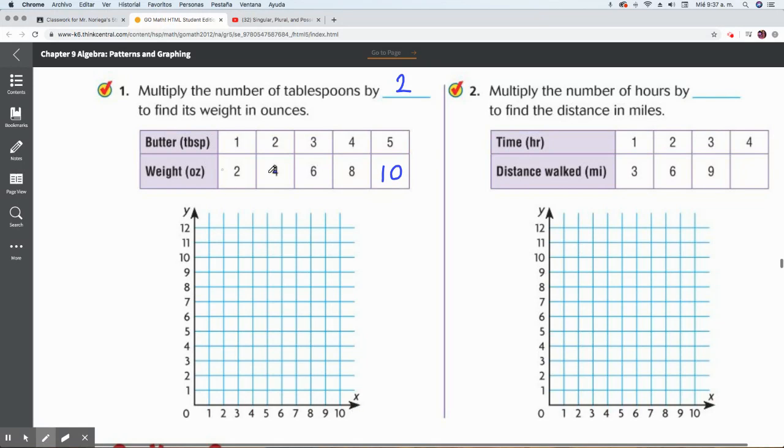Okay, so 1, 2. I find 1 on the x-axis, and then I move up to where 2 is. I plot a point. Then I'm going to go to the second one, which is 2, 4. So 2, 4, 3, 6, 4, 8, 5, 10. Then, starting from the origin, remember that the origin is the 0, I'm going to use line segments to connect my points.